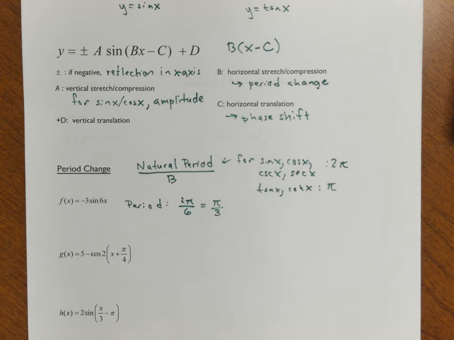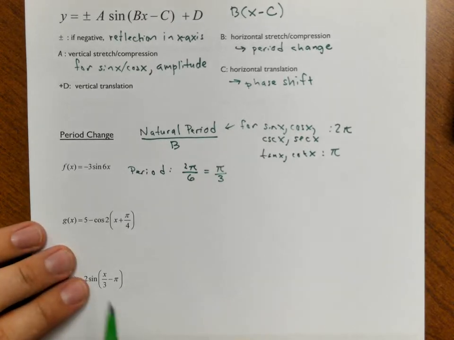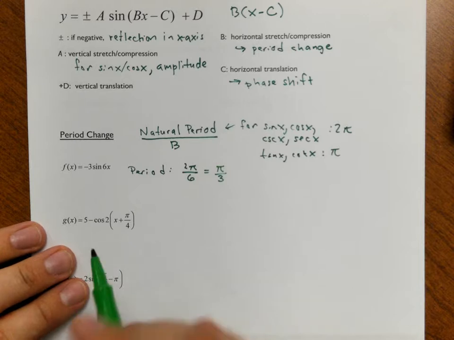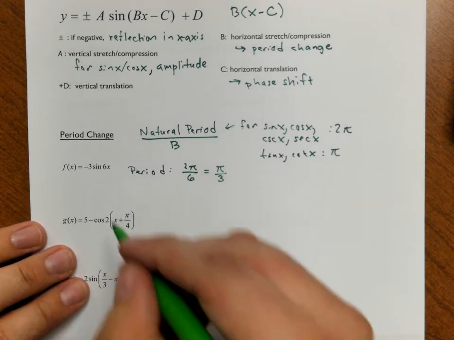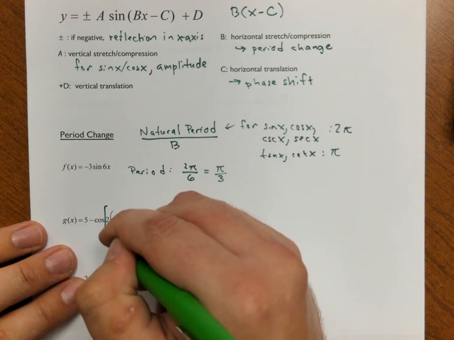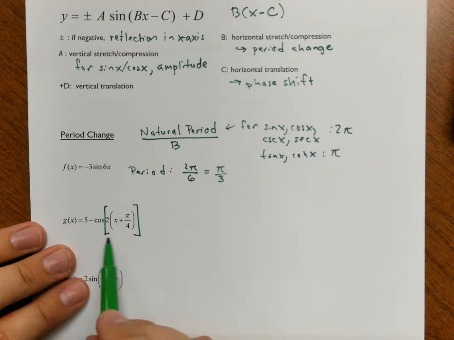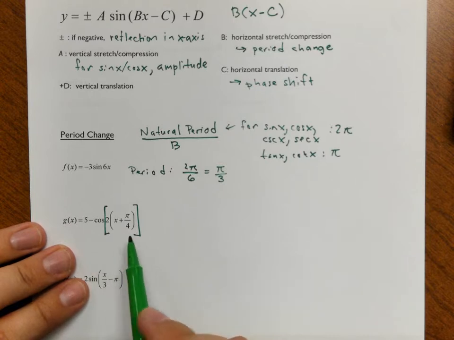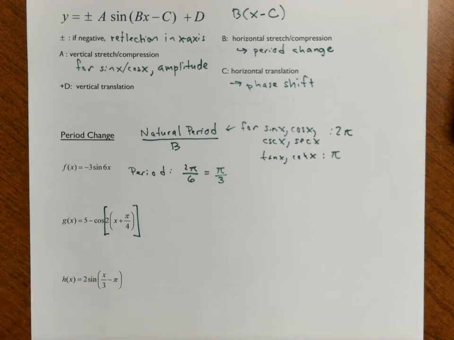Let's look at something a little bit more complicated. g of x is equal to 5 minus the cosine of 2 times x plus pi over 4. Now you see what's inside is written a little bit differently here. The 2 is factored out, but please be aware this is still all inside the cosine. This is what we would call the argument of the function. The argument of the cosine here is 2 times x plus pi over 4.